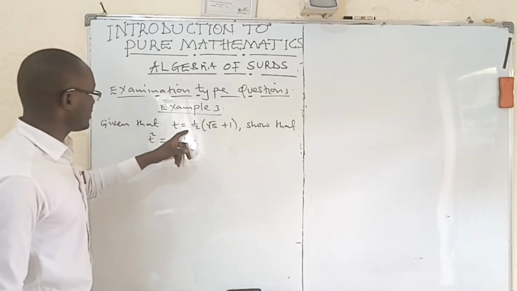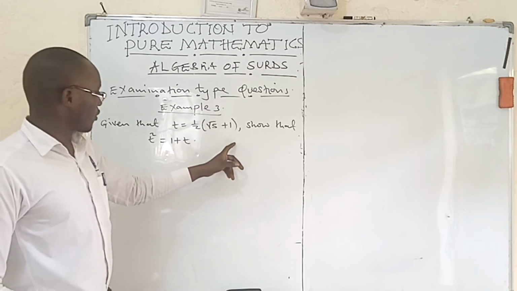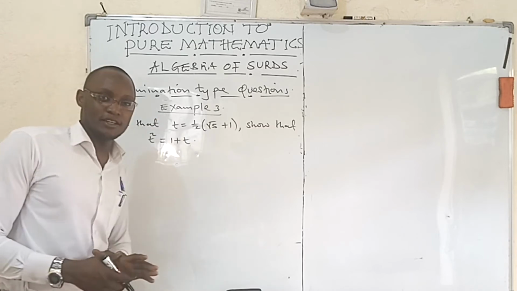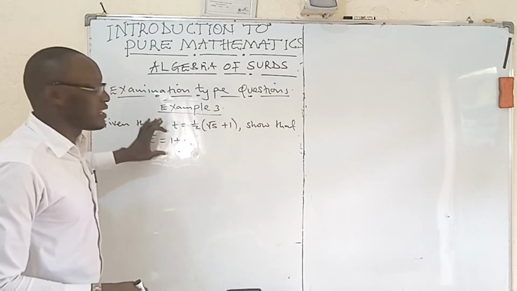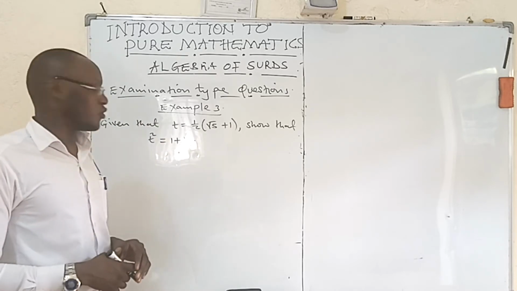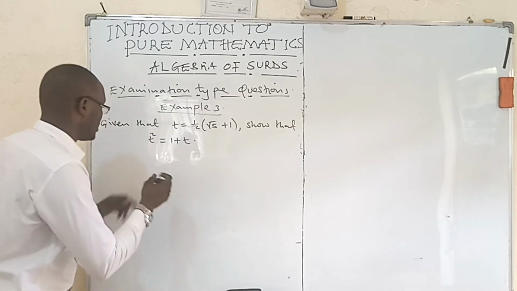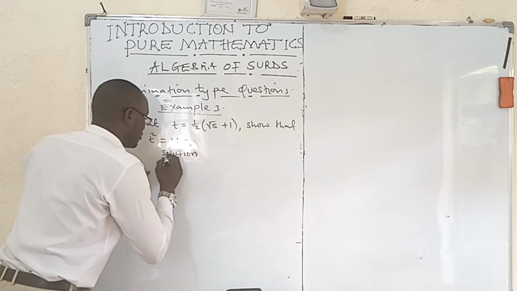Given that t is equal to a half bracket root 5 plus 1, show that t squared is equal to 1 plus t. So when they tell us to show that, it will not always be that we start from the left-hand side. Sometimes we need to start from a given expression, as we are going to see here. So we shall come and say, Mr. Examiner, sir, this is the solution.